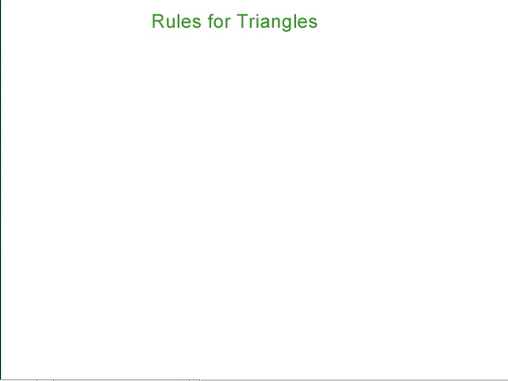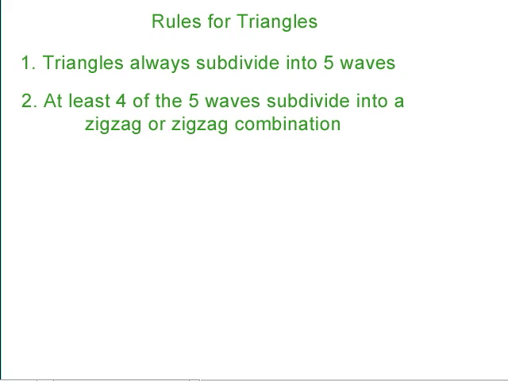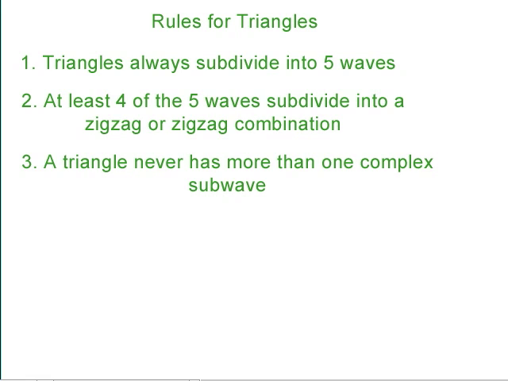Finally, a quick summary of rules for triangles. Triangles always subdivide into 5 waves, A, B, C, D, E. At least 4 of those 5 waves subdivide into a zigzag or a zigzag combination. That's why the diagrams show each wave A, B, C, D, E broken down into 3. A triangle never has more than one complex subwave. It usually has one complex subwave, and that's usually C or D.